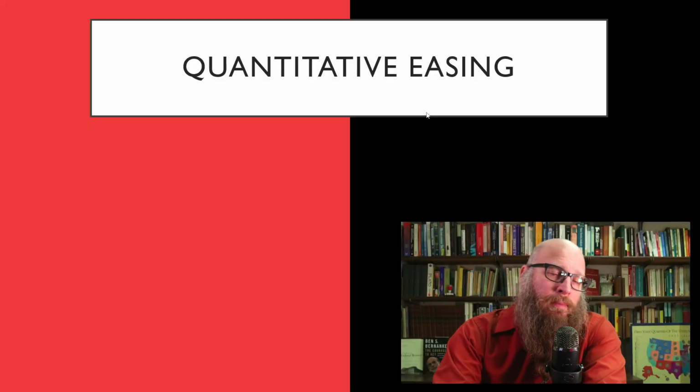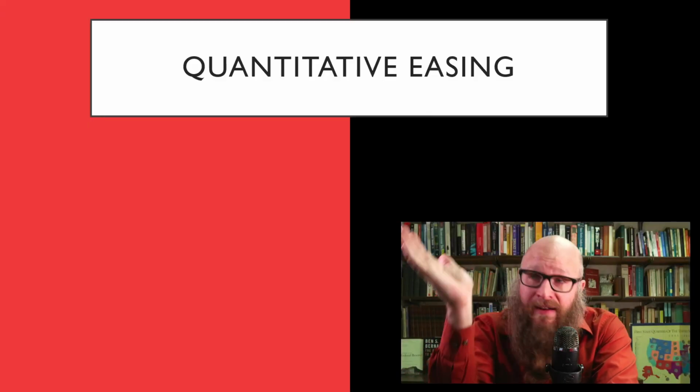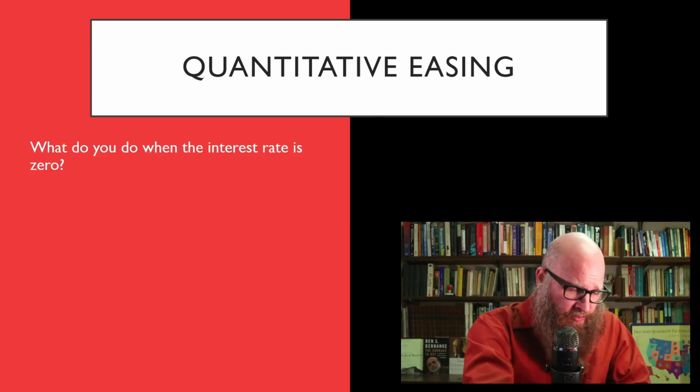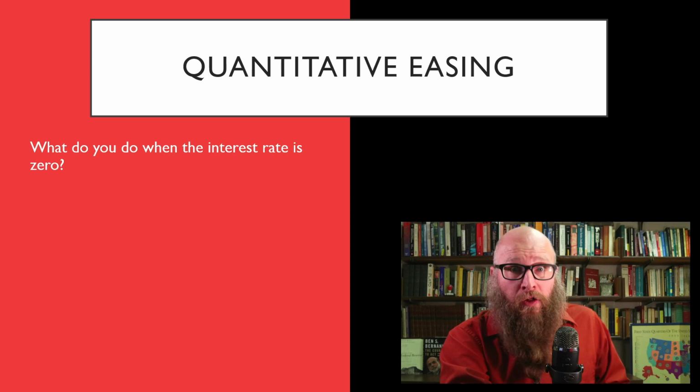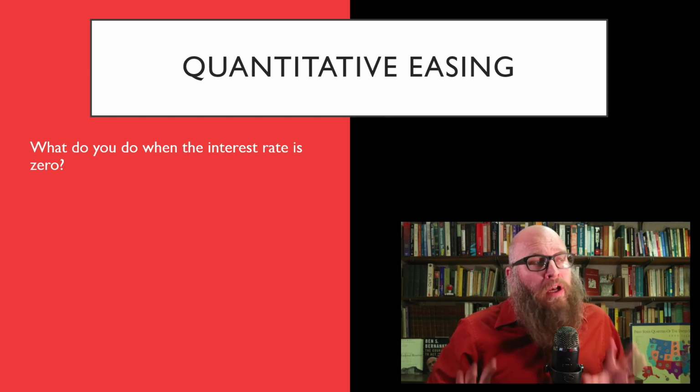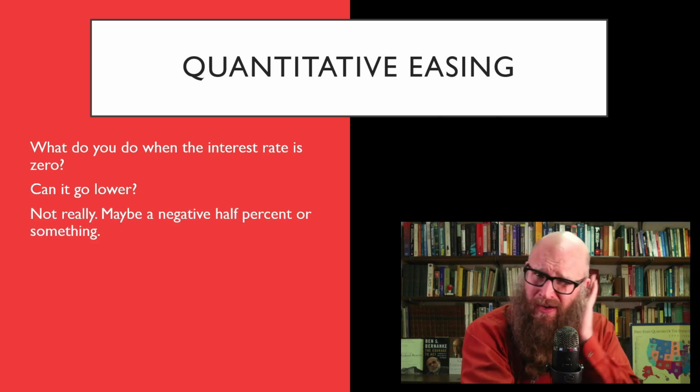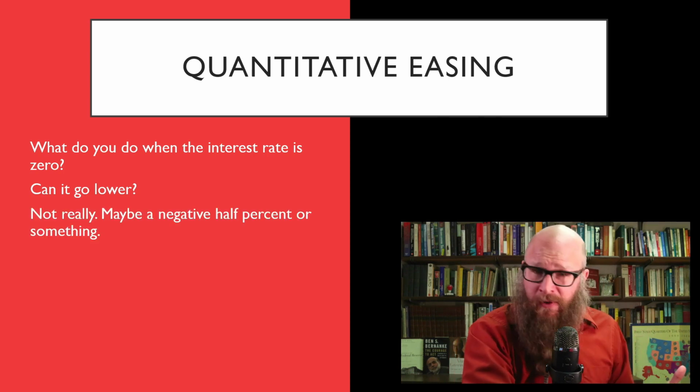This next one's a bit more complicated. We call it quantitative easing. It's a silly name. What do you do when interest rates are zero? I mean, we saw that interest rates got to zero and we're in a deep recession. What else could we do? Now, remember, the Fed was only targeting the short-run overnight interest rate. Can the FFR get lower? Not really. Maybe a negative 0.5% or something like that.